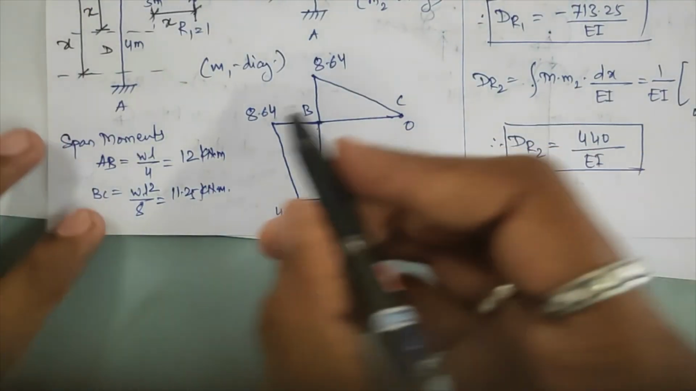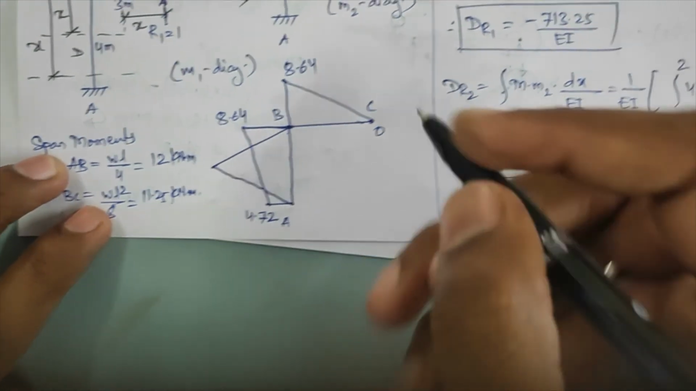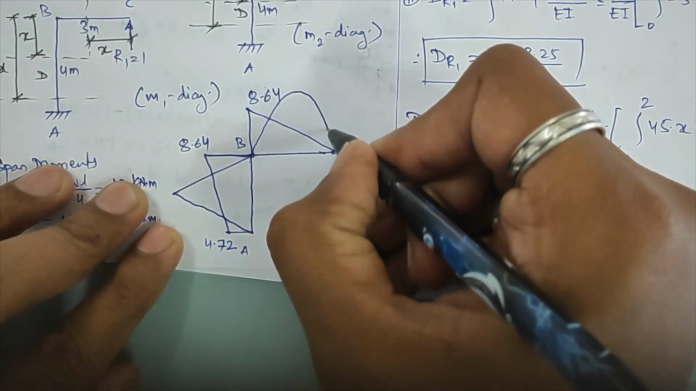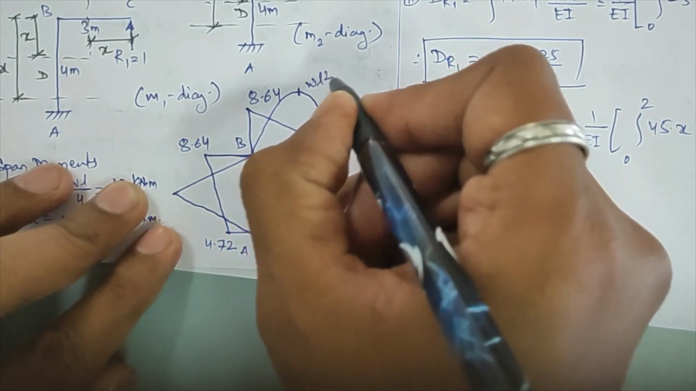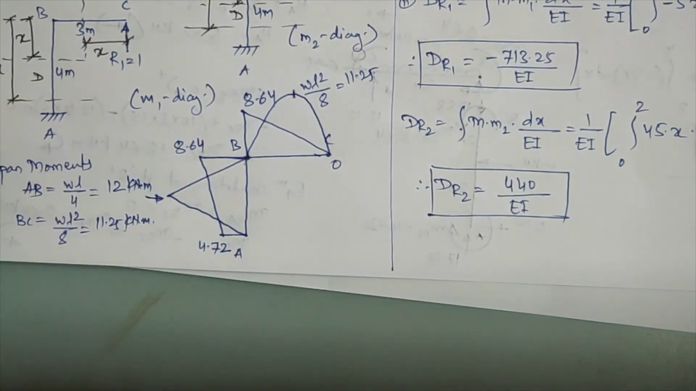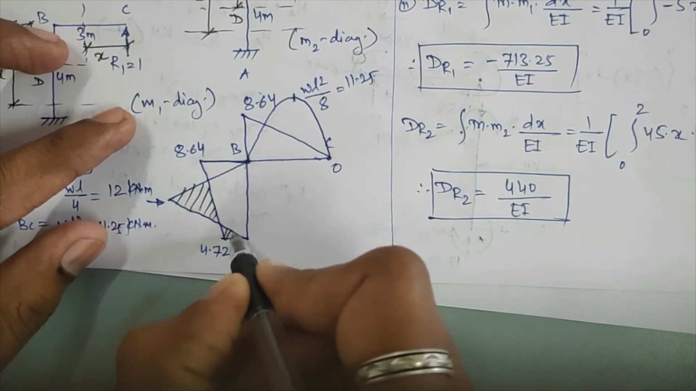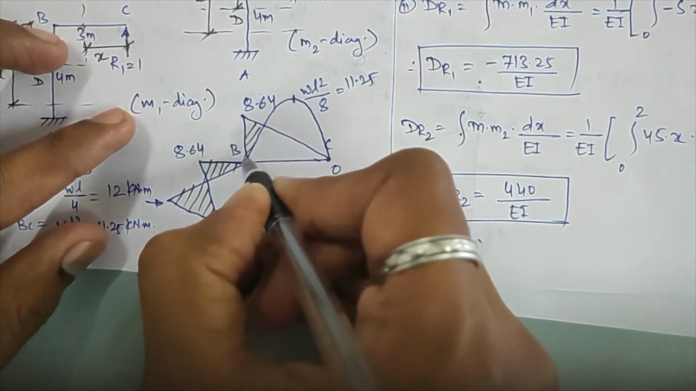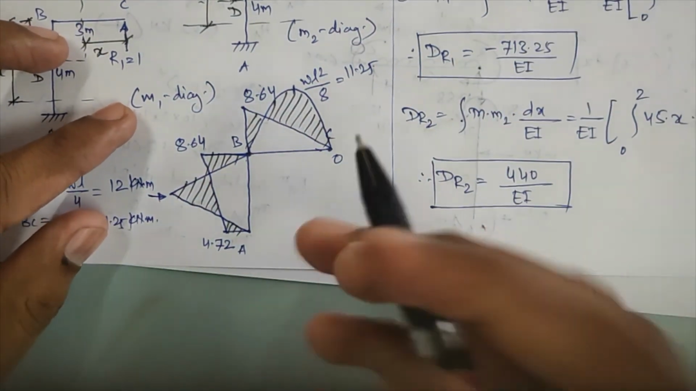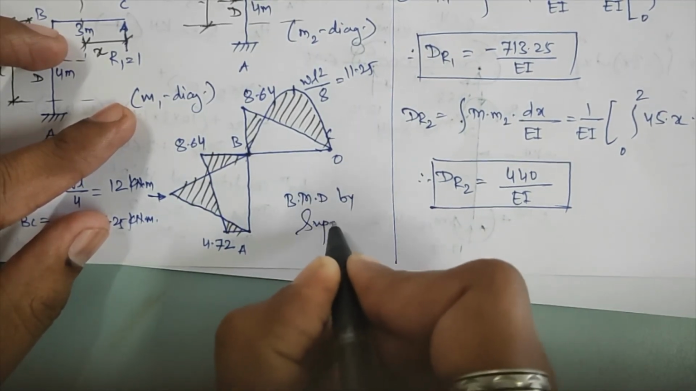Okay, so I'll plot these two, 12 at the center somewhere here, and this 11.25 will follow parabolic path here. So this is my WL square by 8 is equal to 11.25, and this is my this 12 moment over here. Just what you have to do is you have to shade the superimposed part over here. Same diagrams you can draw in cases of beams also by calculating the support moments over there. So this diagram will be your BMD by superposition.